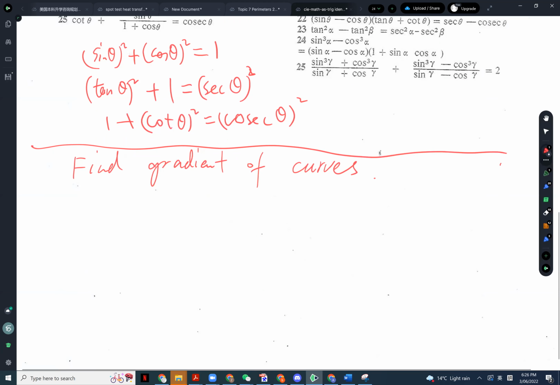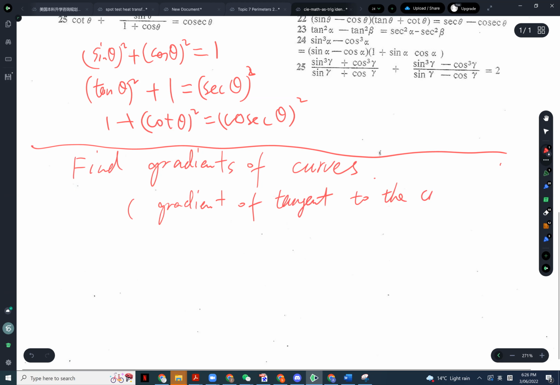Find the gradient of curves. The gradient of a curve is defined as the gradient of the tangent to the curve. Okay? The gradient of the tangent to the curve.